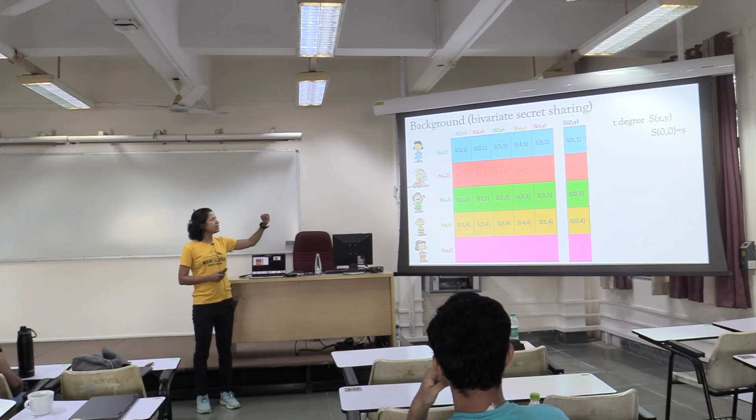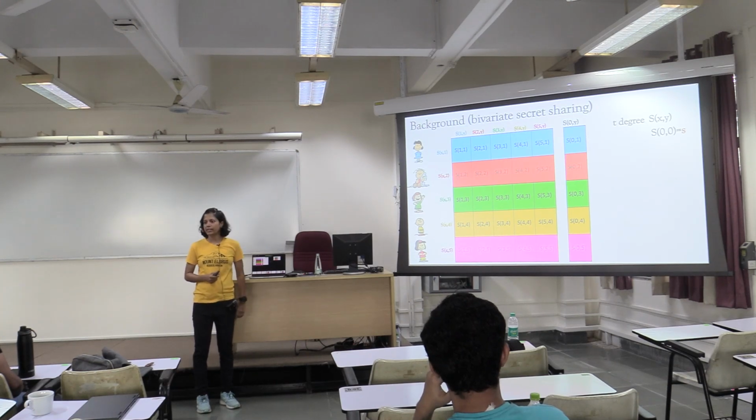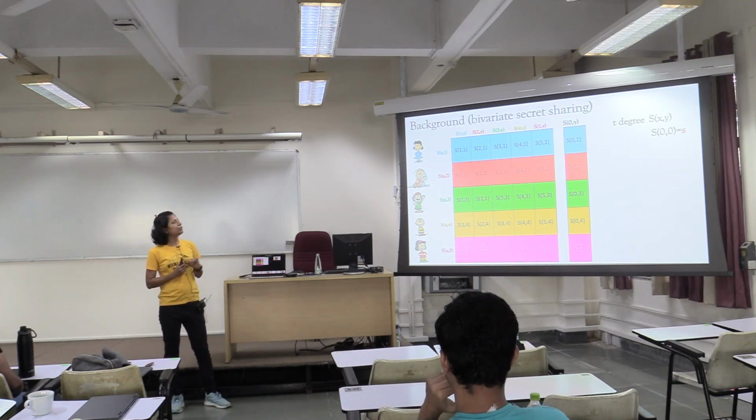So the first row is the S polynomial evaluated at y equals 1, like that, all the rows. Similarly, you can look at the columns as well. Now the distribution happens this way. The dealer has to distribute the polynomials this way.